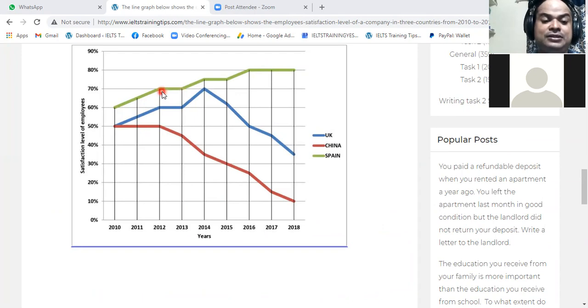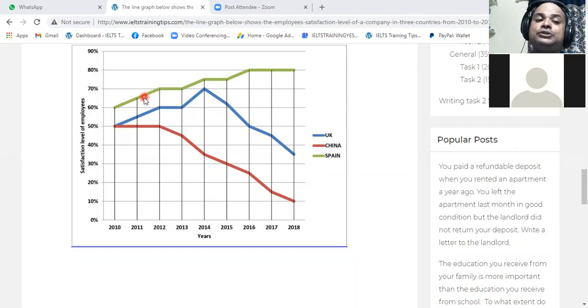So you can mark this also as a point. In 2012 also it reached there. So I can say that the mark is 2012 instead of 2013. So I can say it went up by 10 percentage.